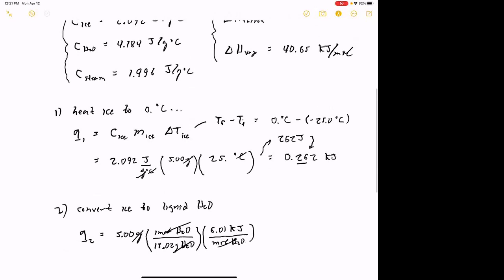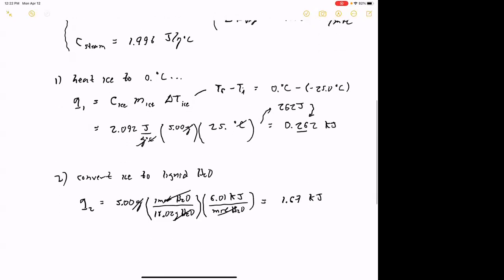Okay, so moles of water cancel with moles of water, and that's going to give me a heat, which is what I need. Now leave it in kilojoules because that's what I'm putting everything in terms of. And I end up getting 1.67 kilojoules. Do my sig figs look good? Yeah, I think my sig figs are good there. All right, so now what have I got? I got 5 grams of liquid water at 0 degrees Celsius. Okay, so I'm not done yet.